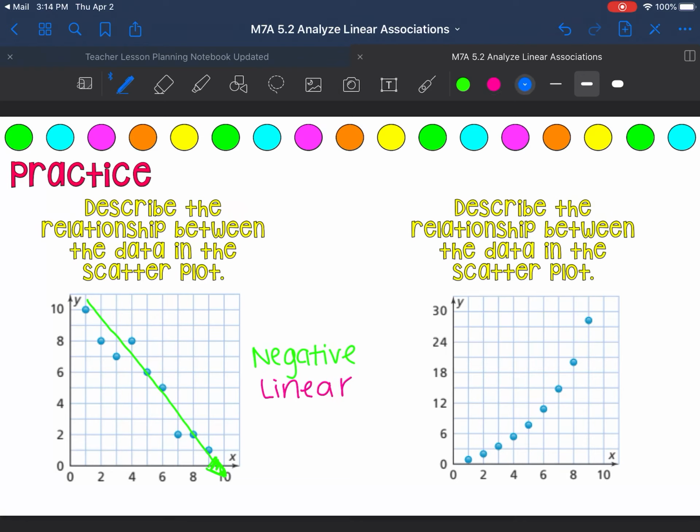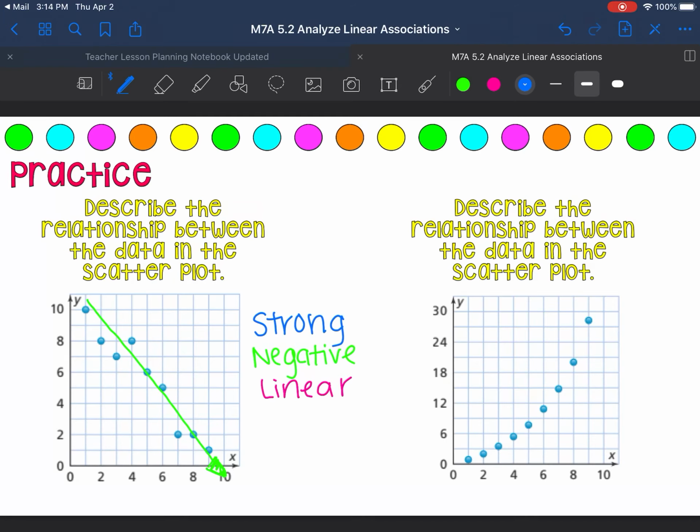And then finally, let's take a look. Is it strong or is it weak? Well, all of the dots are pretty close to that line. So when you have close dots, that means you have a strong linear association. So the data in this scatter plot is a strong negative linear association.